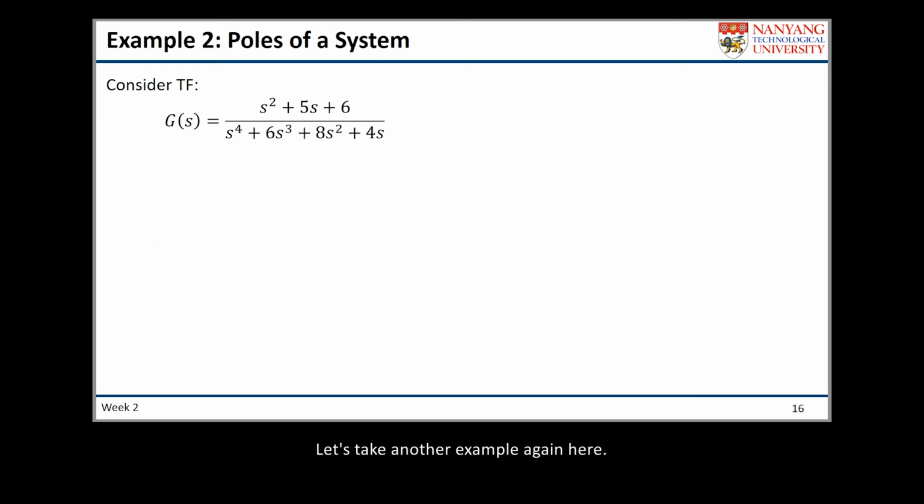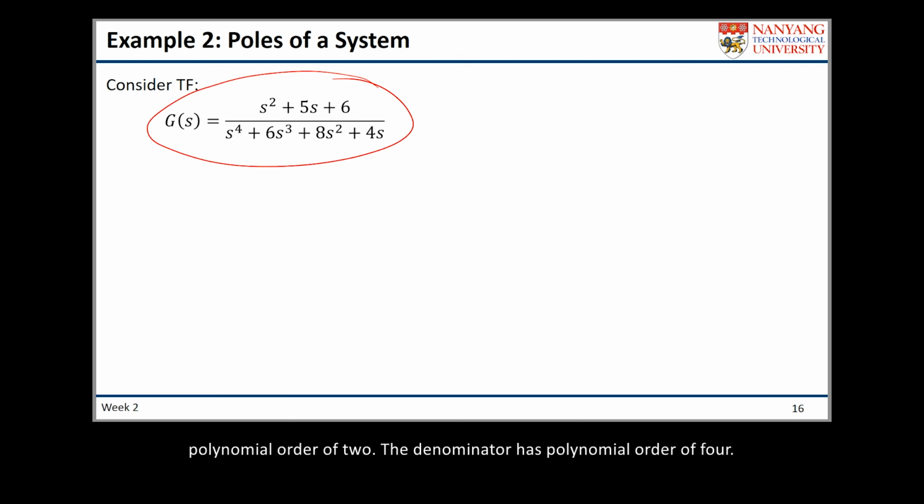Let's take another example. I have a system where the transfer function G(s) is equal to this equation. You can see it here. The numerator has a polynomial order of 2. The denominator has a polynomial order of 4. Again, we are going to identify the poles and zeros of the system.